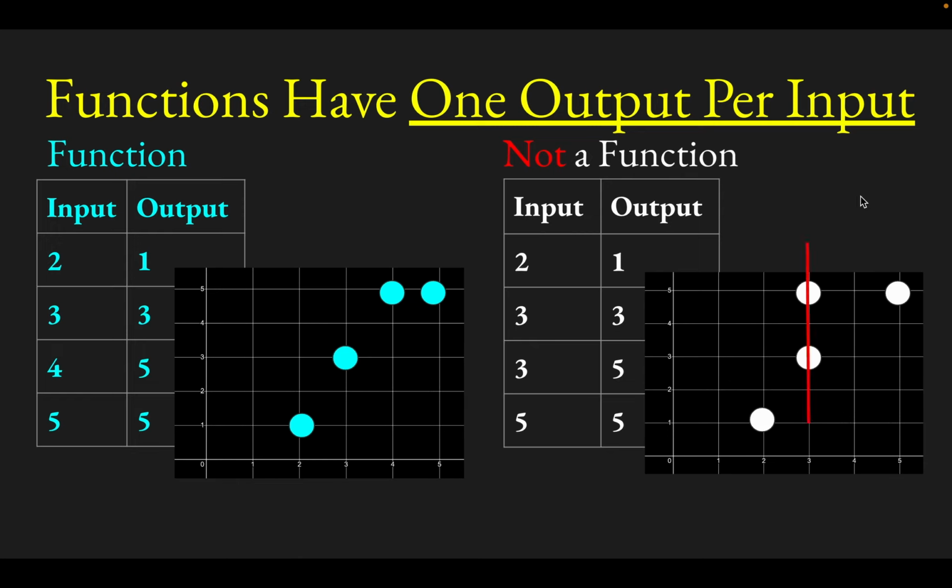An easy way to tell is to try to put a vertical line through a graph of the function, or a plot of the function, and you'll see what happens here is the vertical line hits the function in more than one point, which means that you have multiple outputs for the same input. So this is an easy way to tell if something's not a function, if a vertical line will cross the graph more than once.